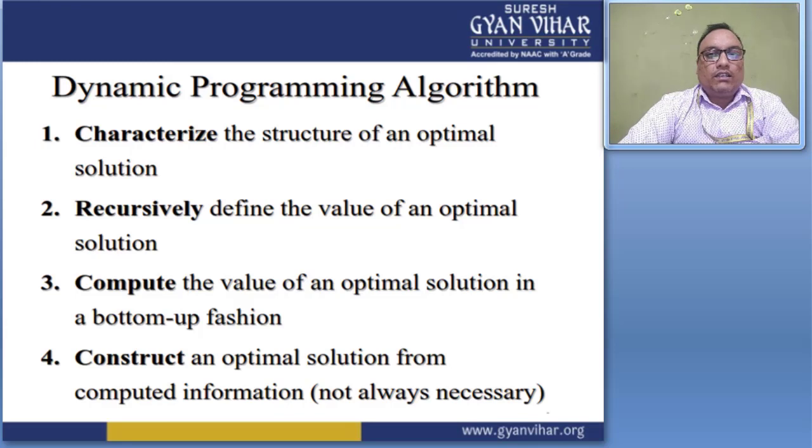These are the four steps of a dynamic programming algorithm. First, you characterize, then recursively define, compute, and construct. The first is characterize: characterize the structure of the optimal solution. In this step, you characterize the structure.